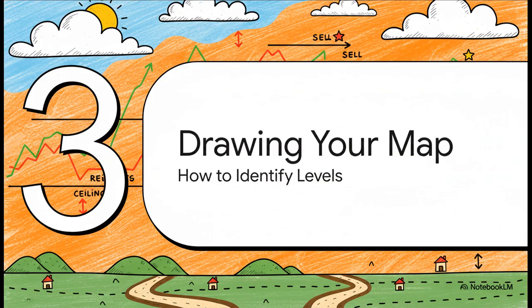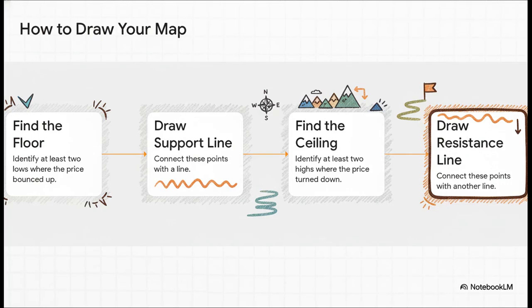All right, let's get practical. It's time to start drawing our map right on the charts. It's actually simpler than you might think. To find your support, your floor, just look for at least two major low points where the price came down, stopped, and bounced back up. Then connect them with a line.